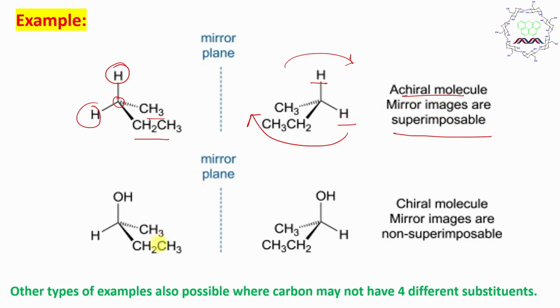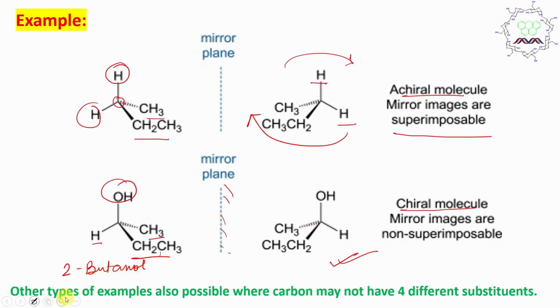Now if you take another molecule where four substituents are different, ethyl, methyl, hydroxyl and hydrogen, this is not superimposable with respect to its mirror image. That's why this molecule is called a chiral molecule, and these mirror images are non-superimposable to each other. By the way, this molecule is nothing but 2-butanol. I am not going into whether it's R or S, that's different, but it's one isomer of 2-butanol. This is the other one. 2-butanol is actually a chiral molecule.